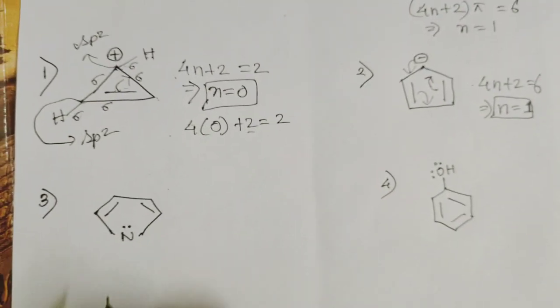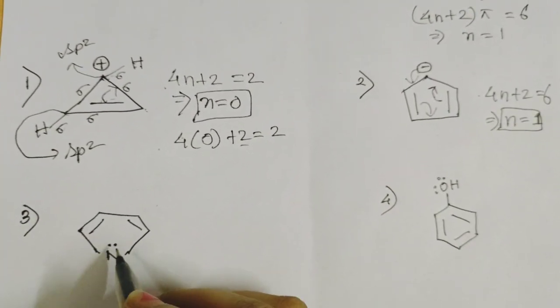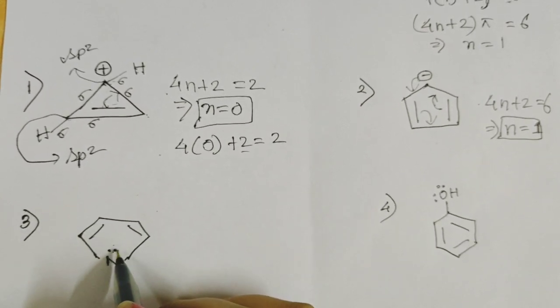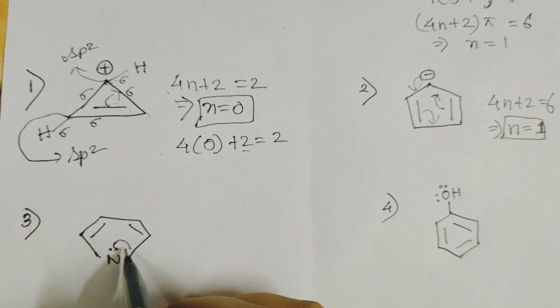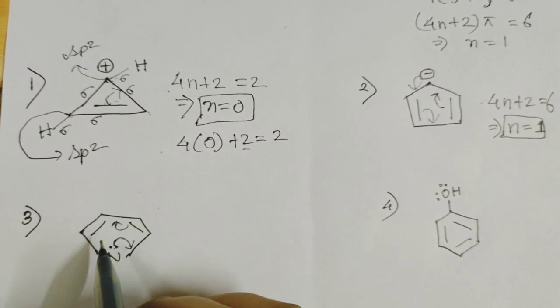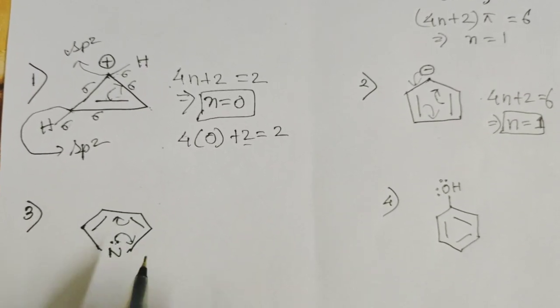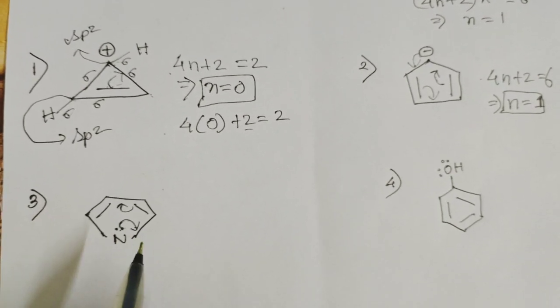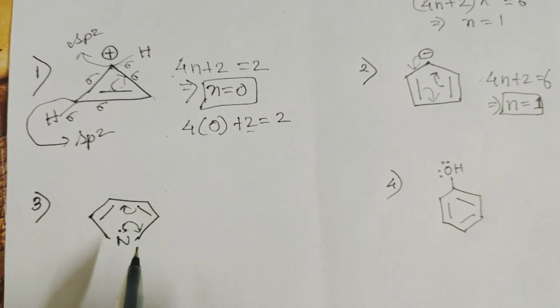Similarly, moving to this compound, this is a pyrrole ring, a cyclic structure. Here also these lone pairs are in conjugation with the pi bond. Again, I am saying, if you haven't seen my previous videos, then please go through them, so the concepts would be much clearer.